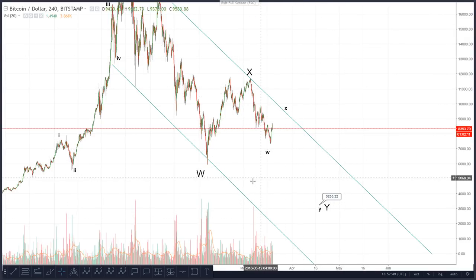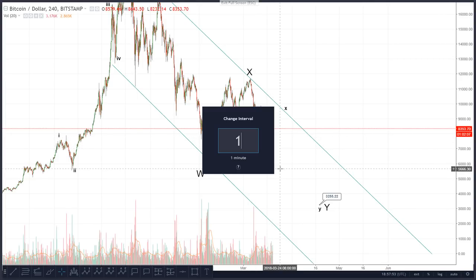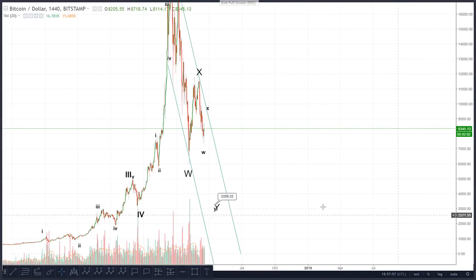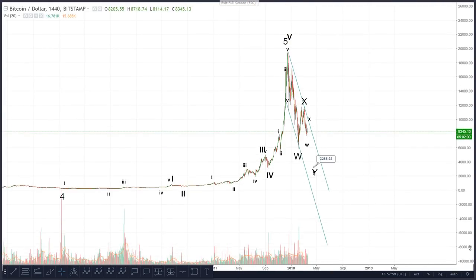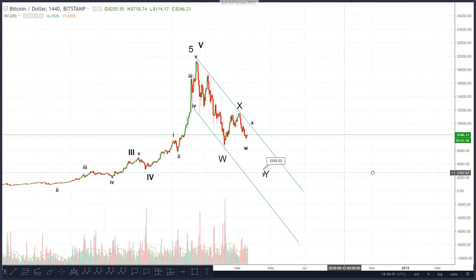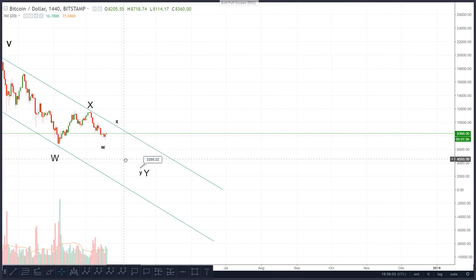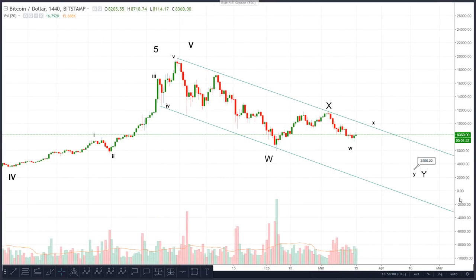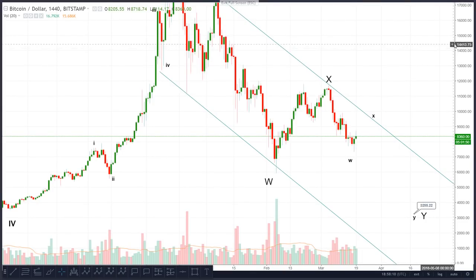Another reason we got a little bit of support at this level, it's easier to see if we look on the daily chart. Let's just zoom in a little bit. The reason I want to go on the daily chart is because we're going to exclude the wicks here to explain why we found support at this level.